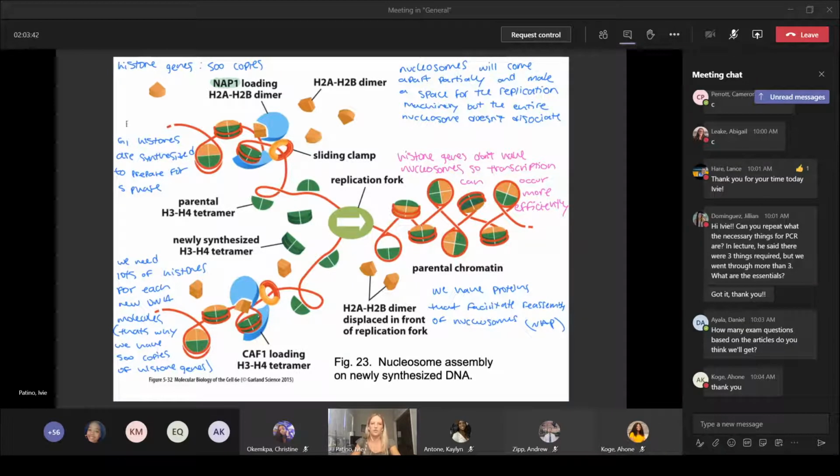And they're synthesized in G1 because we replicate our DNA in S phase. And then the proteins that facilitate the reassembly of the nucleosome are chaperone proteins termed NAP1, nucleosome assembly protein 1. So NAP1 reassembles those nucleosomes, or the histones that were broken apart from those nucleosomes, and loads it onto the new strand. Gotcha.